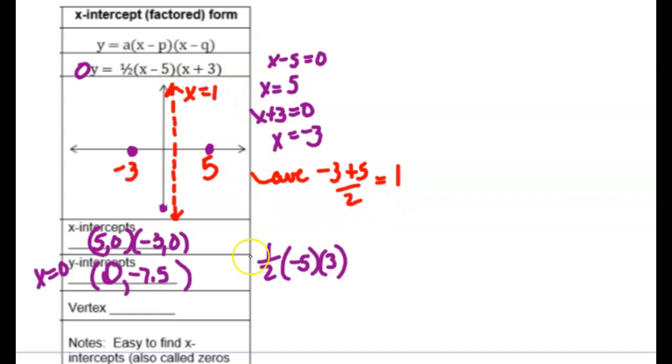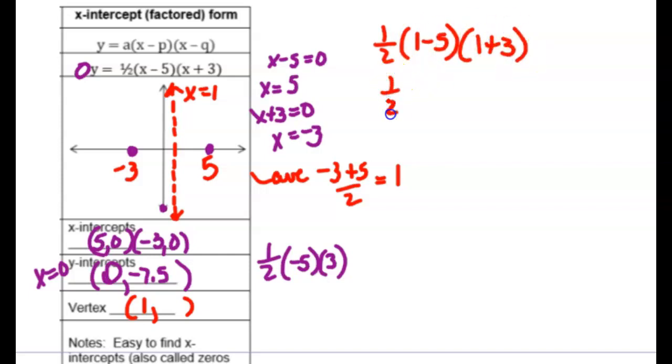And then how could I find the rest of the vertex? Same way I did on the first kind. Anybody remember? Put that 1 back in. Half of 1 minus 5 times 1 plus 3. I would have half of negative 4 times 4. This would be negative 16. Half that would be negative 8. How about we do it on the calculator?